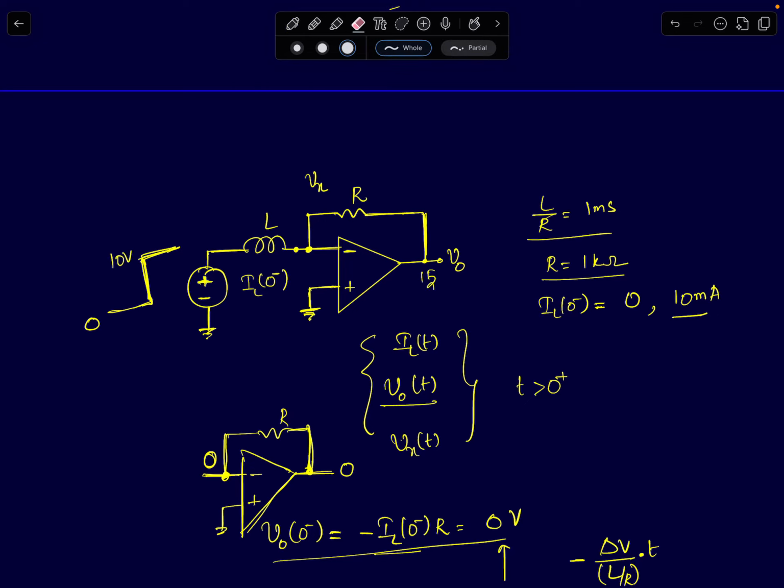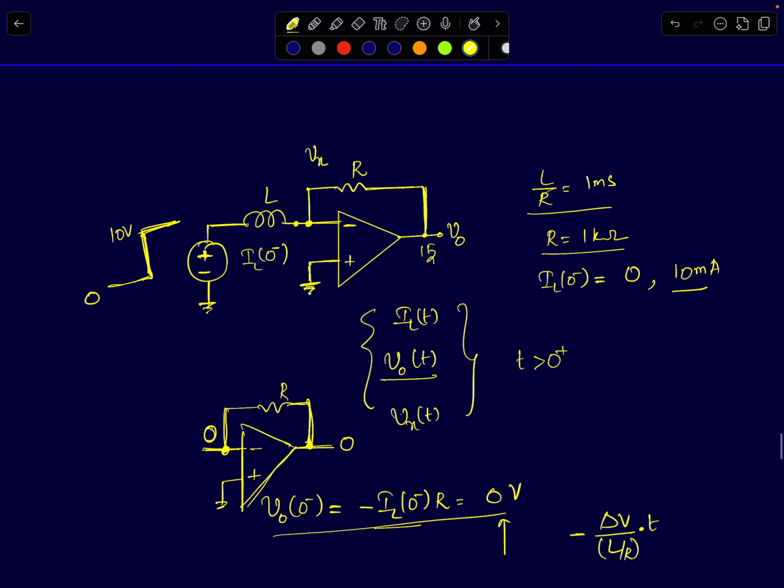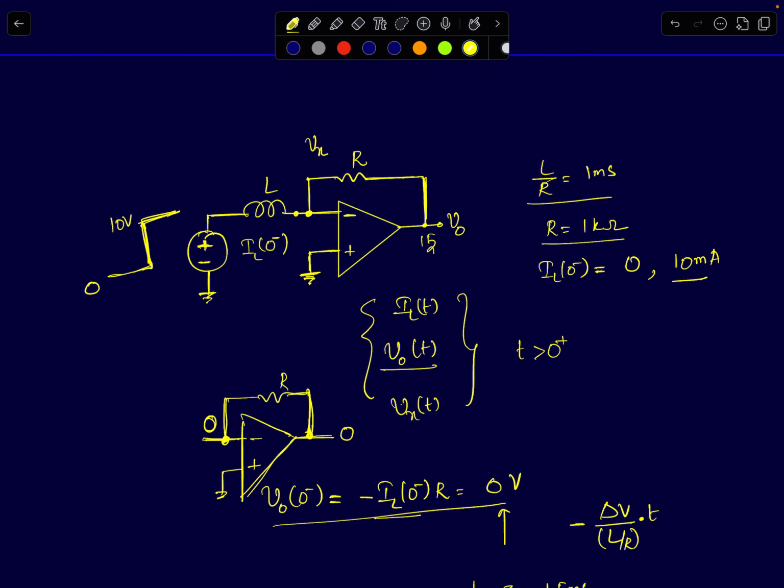Hi everyone. Since we are analyzing the transient response of integrator circuits, and in the previous lecture we analyzed the step response of an inverting integrator, I thought for the sake of completeness we'll discuss the step response of an RL based inverting integrator.